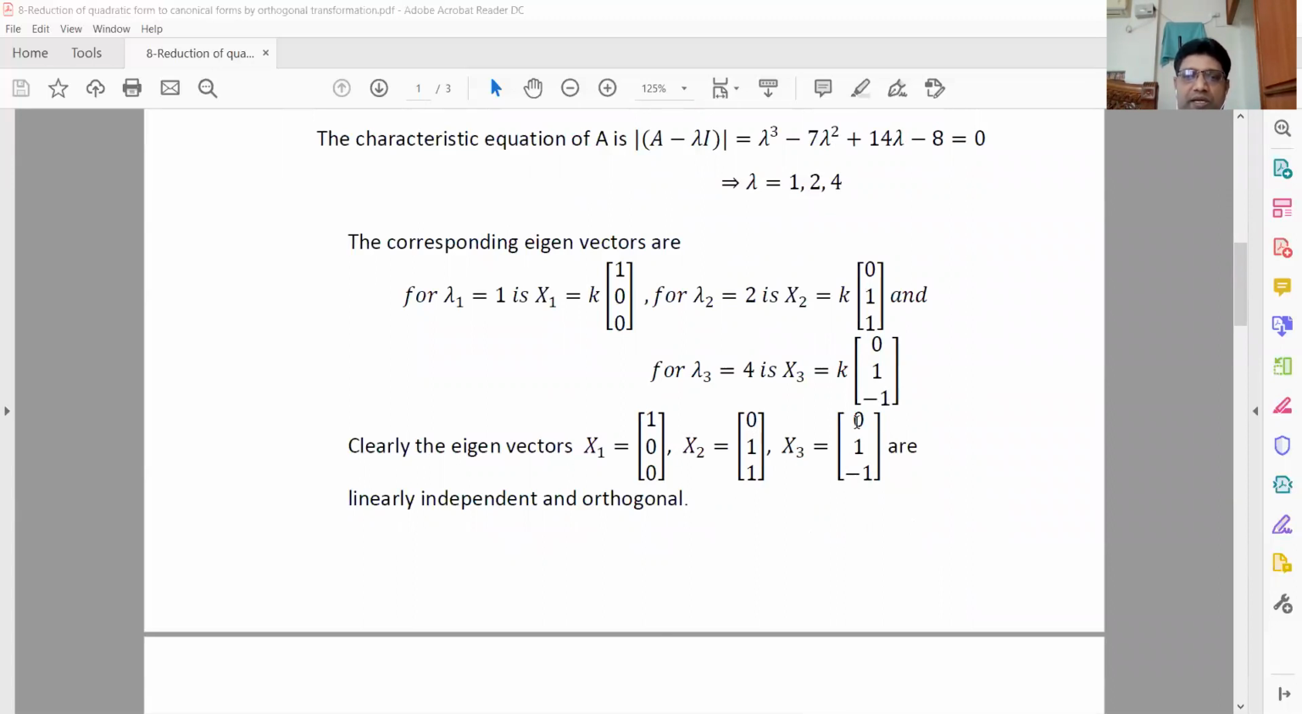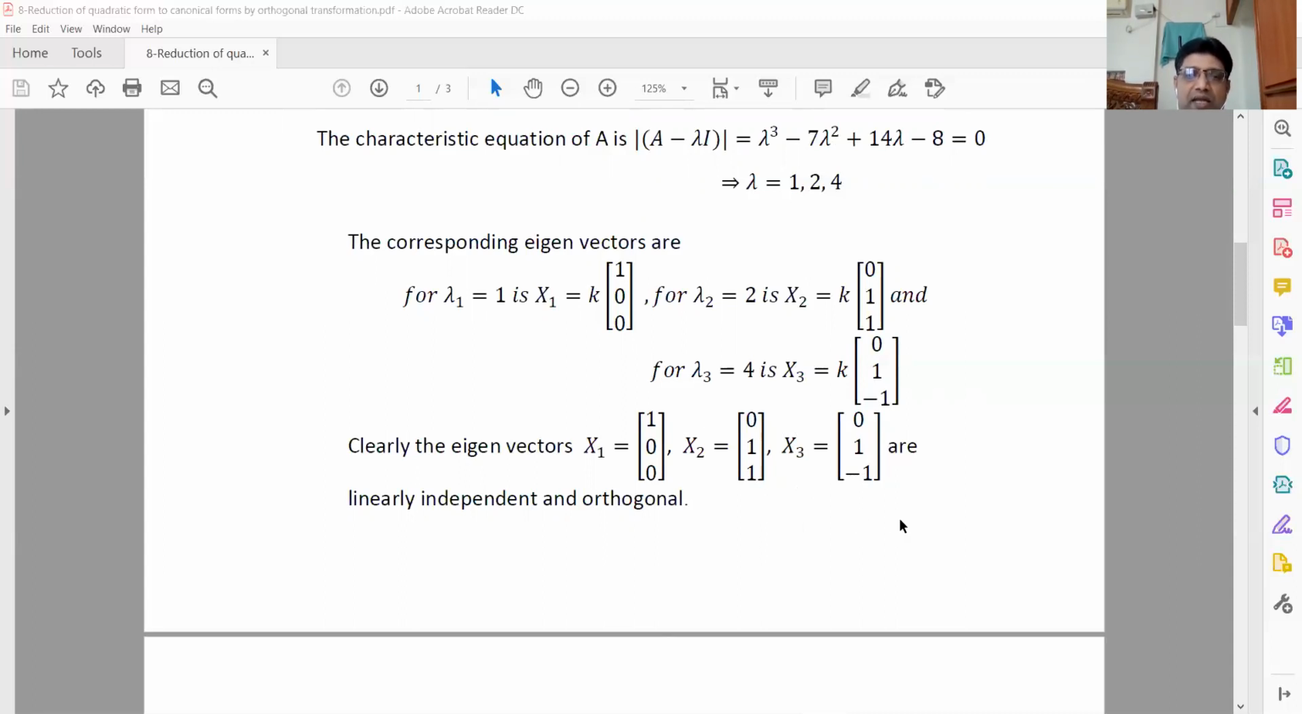First and last, x1 and x3. 1 into 0, 0; 0 into 1 is 0; 0 into minus 1 is 0. So here all are 0. So they are pairwise orthogonal. Suppose they are not pairwise orthogonal, it is our job to make the vectors pairwise orthogonal. That type of problem we already discussed in the last video. Now the vectors we got are linearly independent as well as pairwise orthogonal.